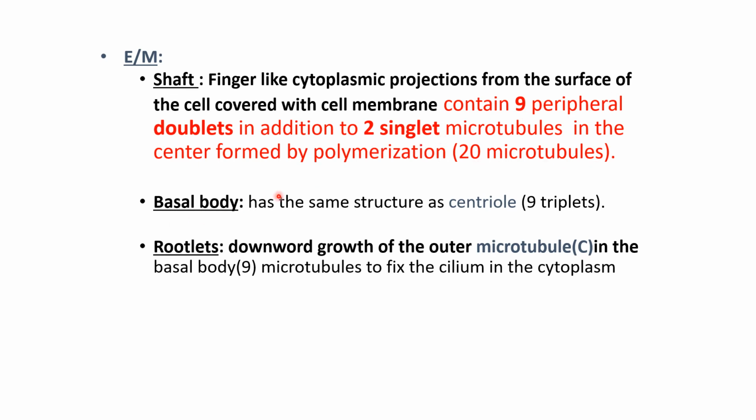The basal body has the same structure as the centriole: 9 triplets, 27 microtubules. The rootlet is the downward growth of the outer C microtubule in the basal body, 9 microtubules, to fix the cilium to the cytoplasm.